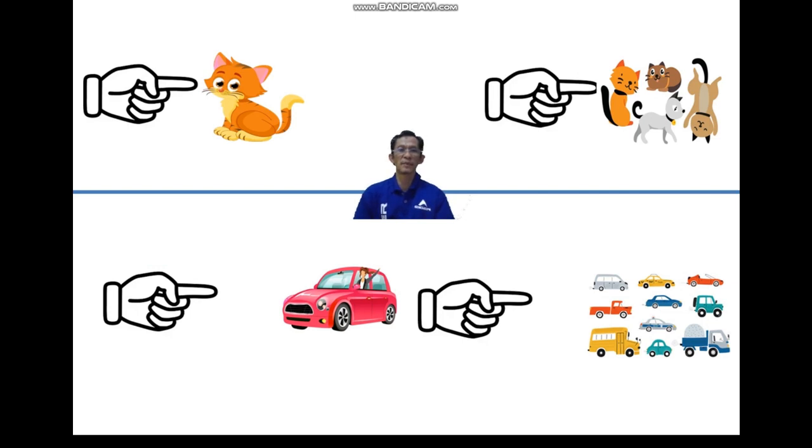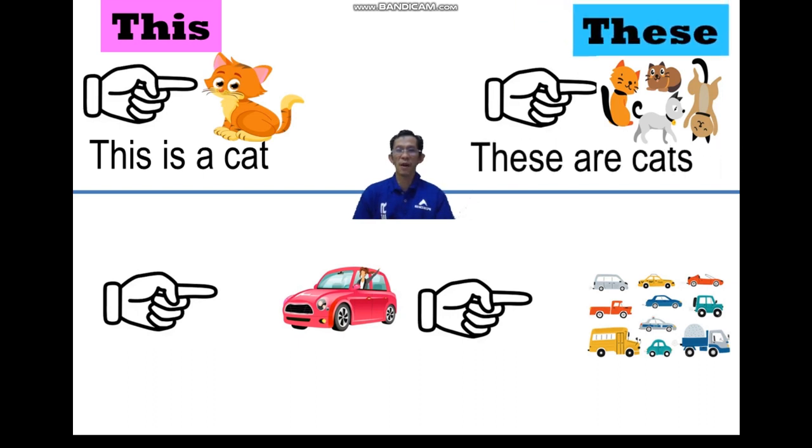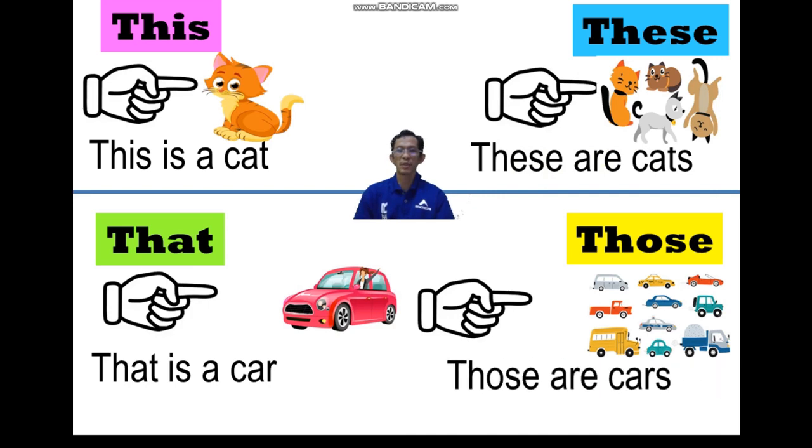Okay, the next. This is a cat. These are cats. That is a car. And those are cars.